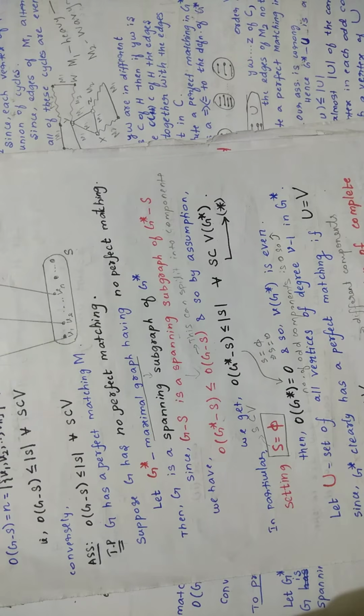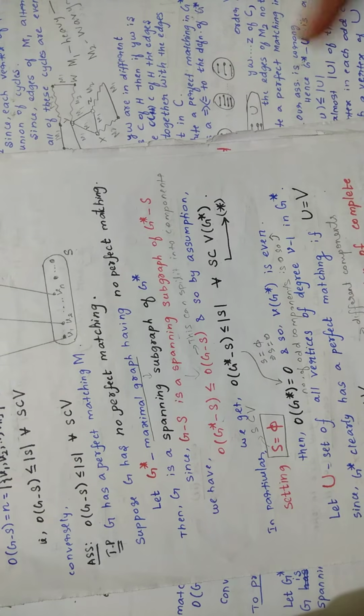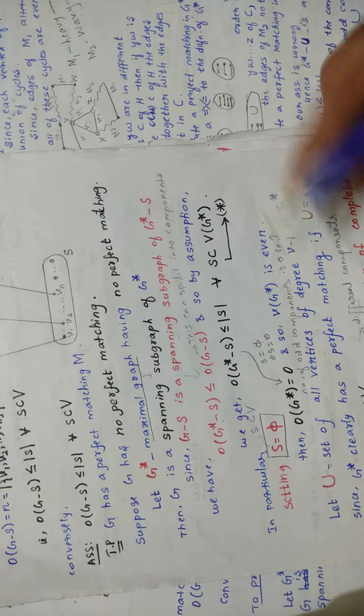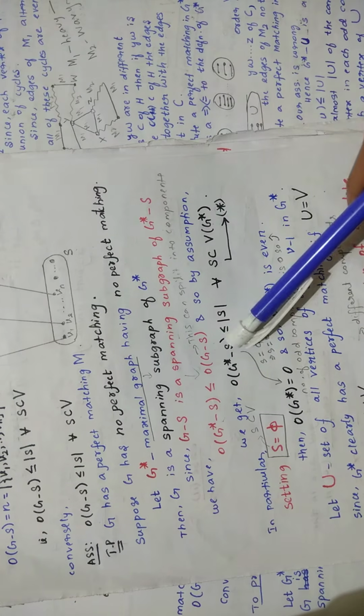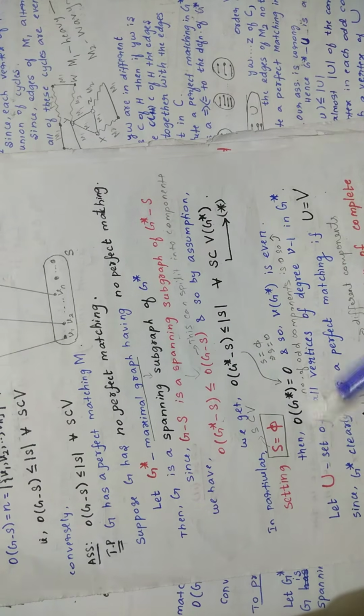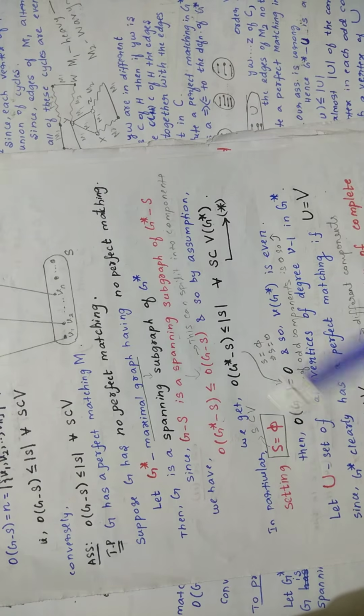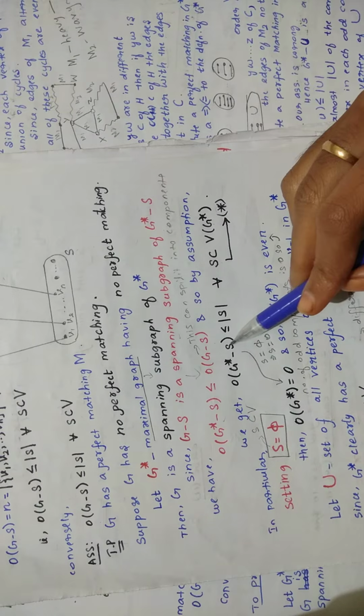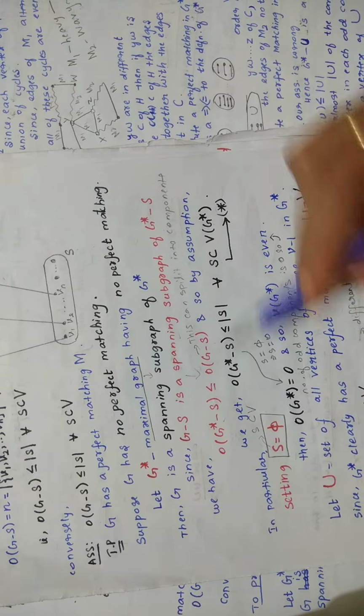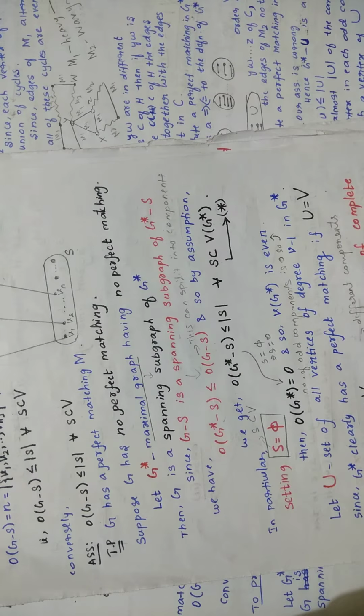No elements are inside the set, yes. Okay, so that is how you are setting. So if you set like that, what will happen is from this step you are getting this. If S equal to empty, when you find the number of odd components in this equation, you are putting in the place of S, you will get 0. Okay, because you have S equal to empty.